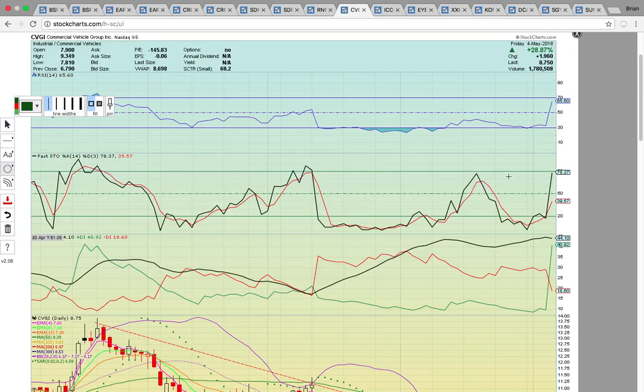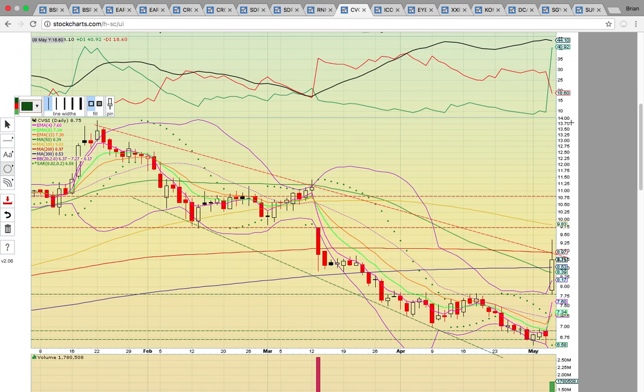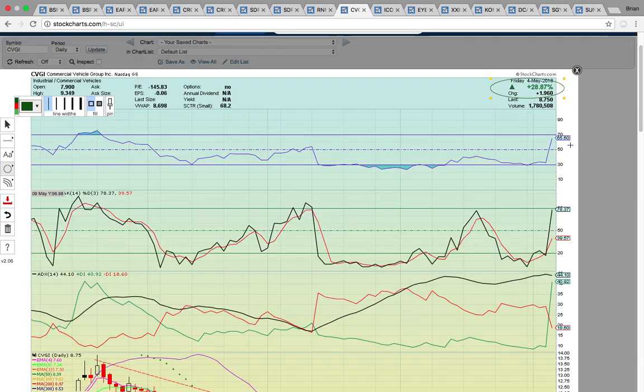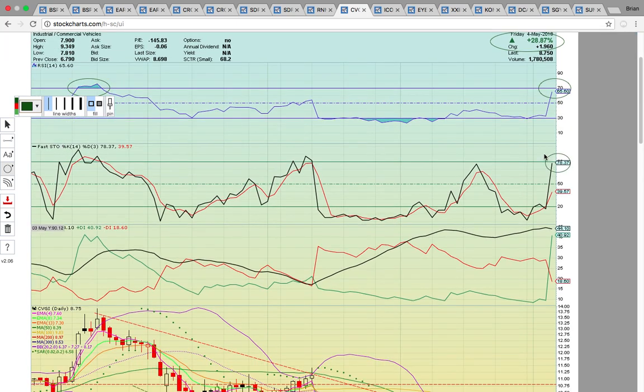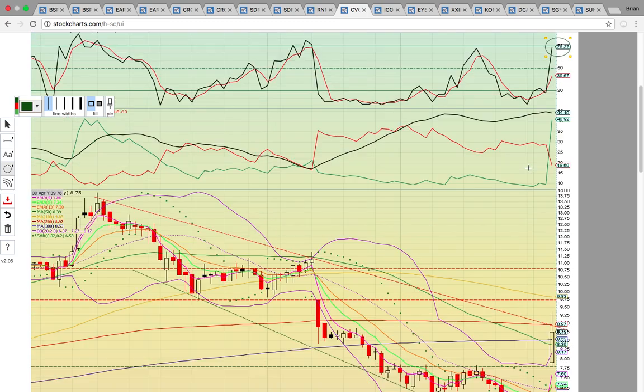Okay, let's look at CVGI, closed up nearly 29%. Let's just look down here at the, okay, so you have RSI at 66, and so it has room to run until 70. You can see on a previous run it got above 70. Fasto's at 78, so it's still not at that 80 level. It has a little more juice.